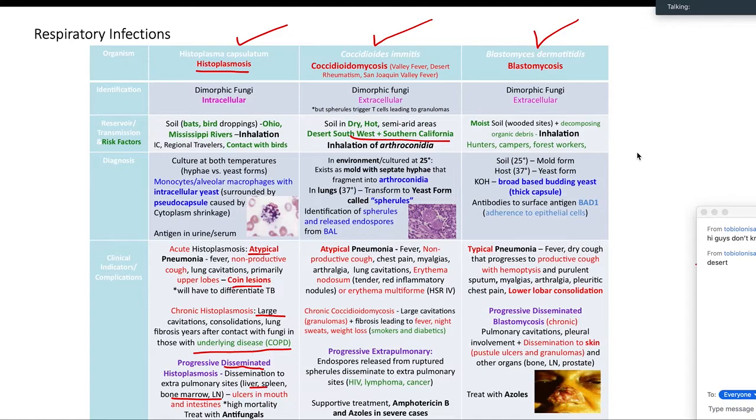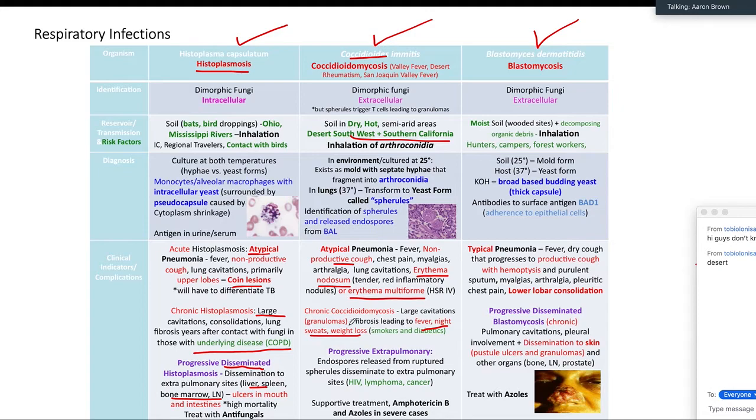So atypical pneumonia, that non-productive cough, nothing new there. However, we will see erythema nodosum, okay? This is our tender red inflammatory nodules, or erythema multiforme. Okay, so look on the skin when it comes to coccidio. We will see some dermatological manifestations, some red spots that are tender to touch. Okay, that's coccidio. Great. Chronic coccidiomycosis, looking for night sweats, weight loss, fibrosis of the lungs.